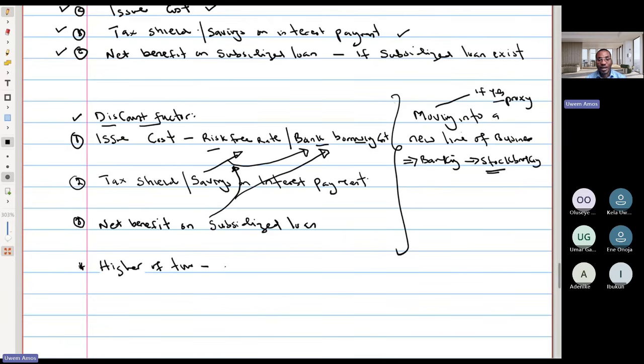So the higher between our risk-free rate versus the bank borrowing rate. Any of the two is permitted. So there's really no rule. You just have some authors recommending the higher of the two. So any of the two is accepted.